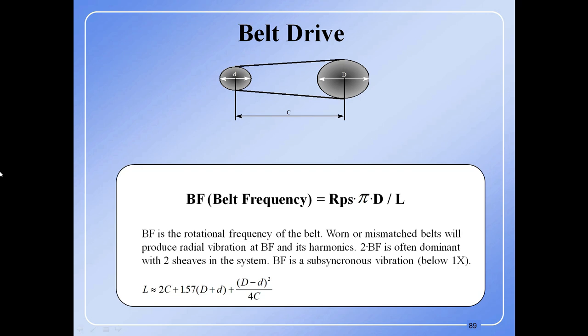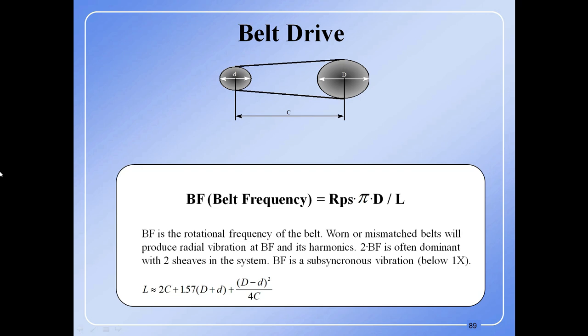Belt drives. Belt frequency is called RPF, equal to pi times D divided by L. Belt frequency is the rotational frequency of the belt. A worn or mismatched belt will produce radial vibration at BF and its harmonics. Second part, the belt frequency is often dominant with two sheaves in the system. Belt frequency is a subsynchronous vibration, below 1x.